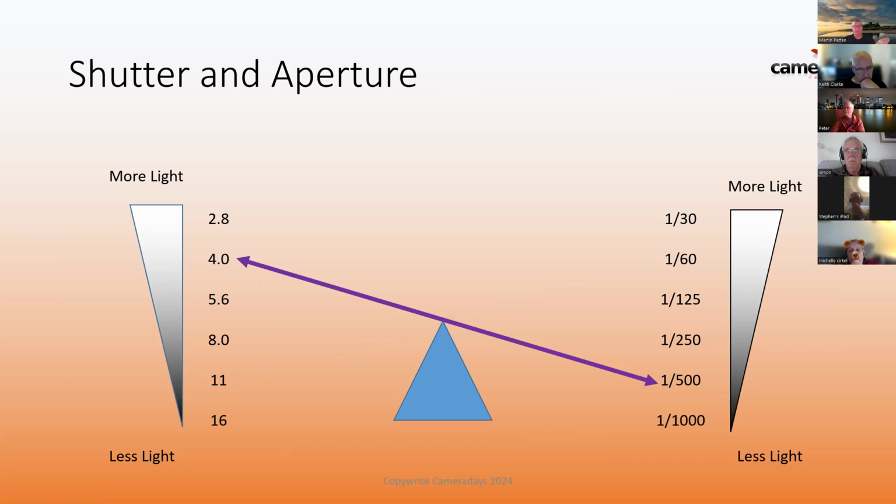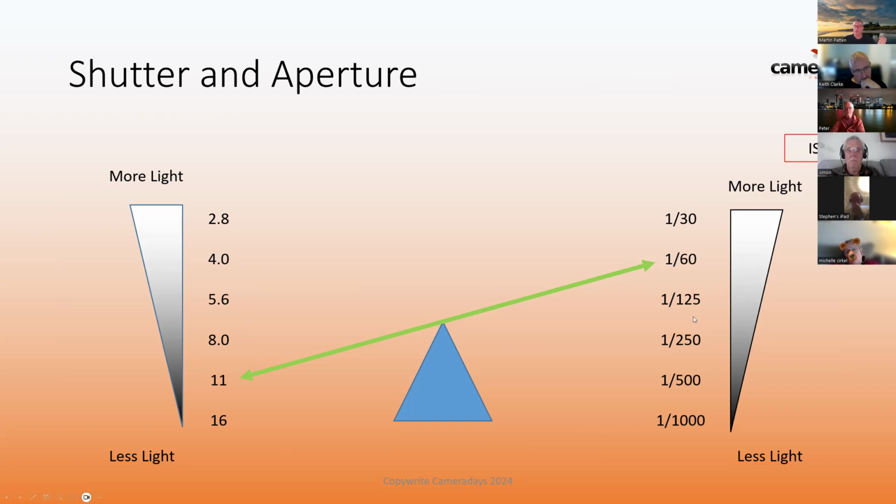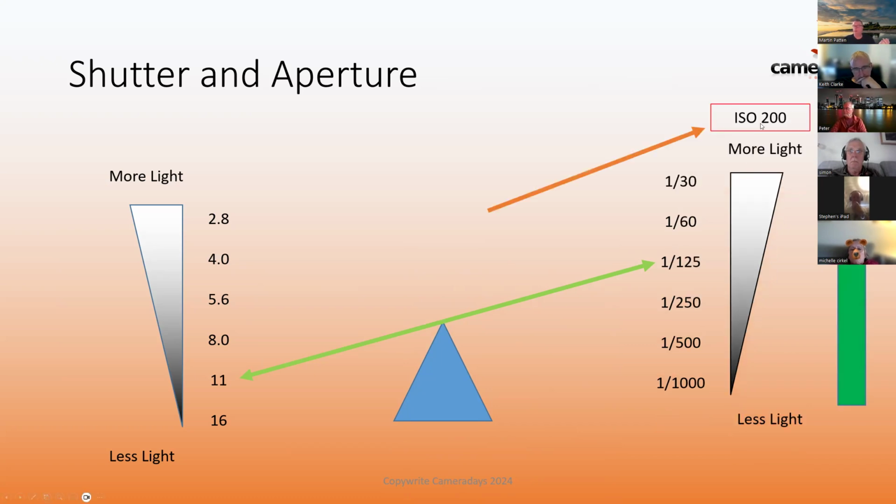And sometimes you might think, well, if I was at f11, 1/60th of a second might not be enough. That might be too slow a shutter speed. So how do I get a bit faster? I could adjust my ISO by 1 stop to ISO 200, so it's always 1, 2, 4, 8, it always doubles every time. We go from a 60th to a 1/125th.